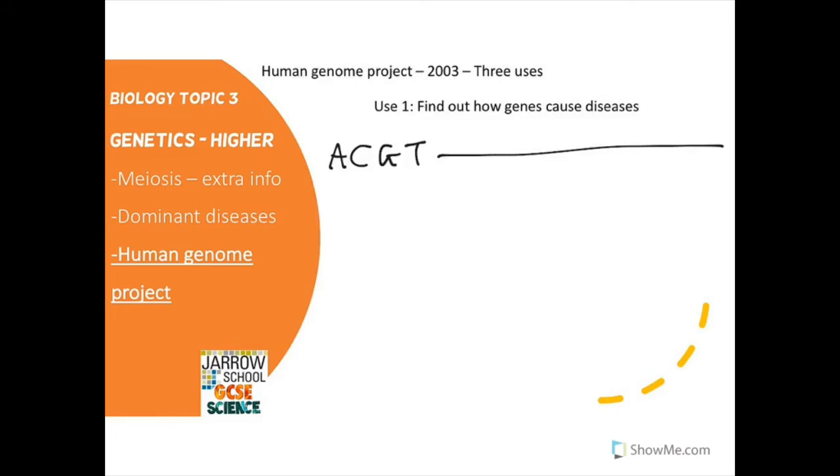So what are the uses of knowing all of the genes that make up a human? Well, the first one is we can figure out which genes cause specific diseases. So we know which genes cause cystic fibrosis and Huntington's disease, but we can also find out genes that cause certain cancers or heart disease, genes that make it more likely for people to get Alzheimer's disease and to have high blood pressure, and so on.